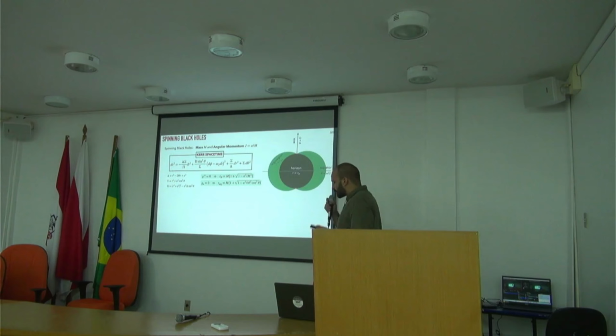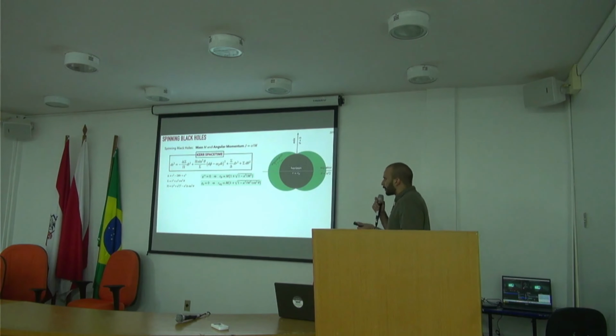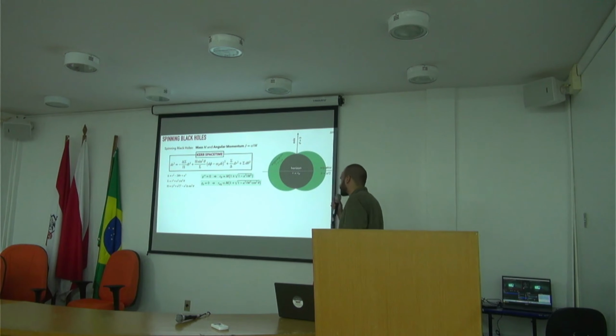But in spinning black holes, we have an additional important region, which is the ergosphere, the ergo region. And this ergo region plays a prominent role in energy extraction mechanisms because it is by means of this region that we can create objects with negative energy, as we will see in a moment.